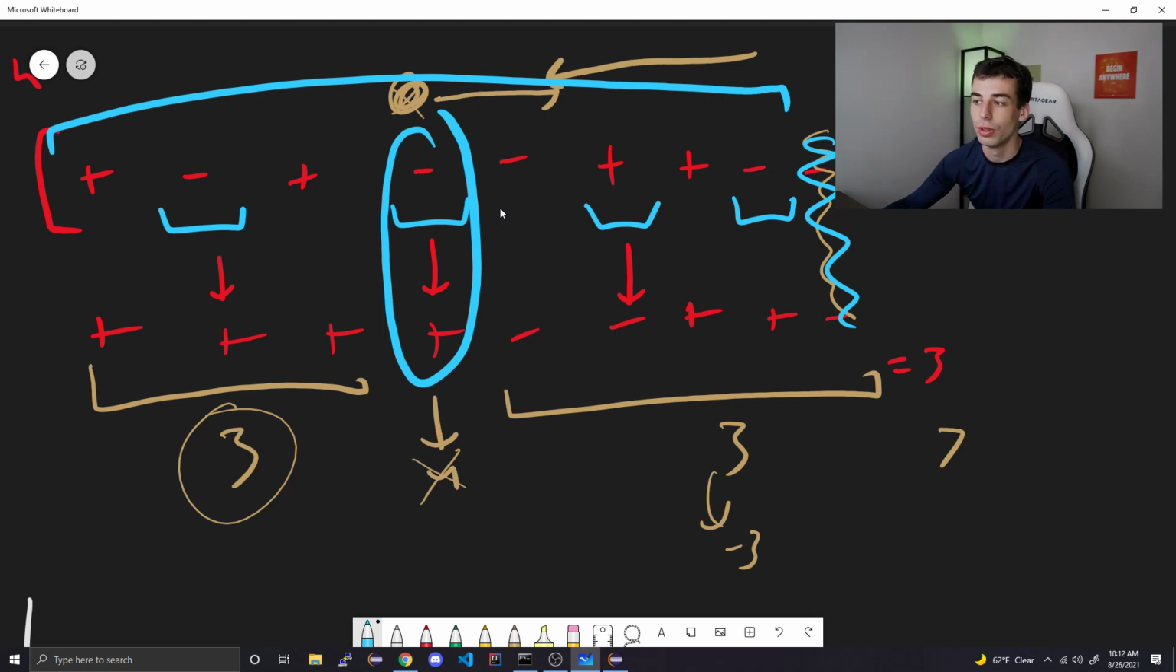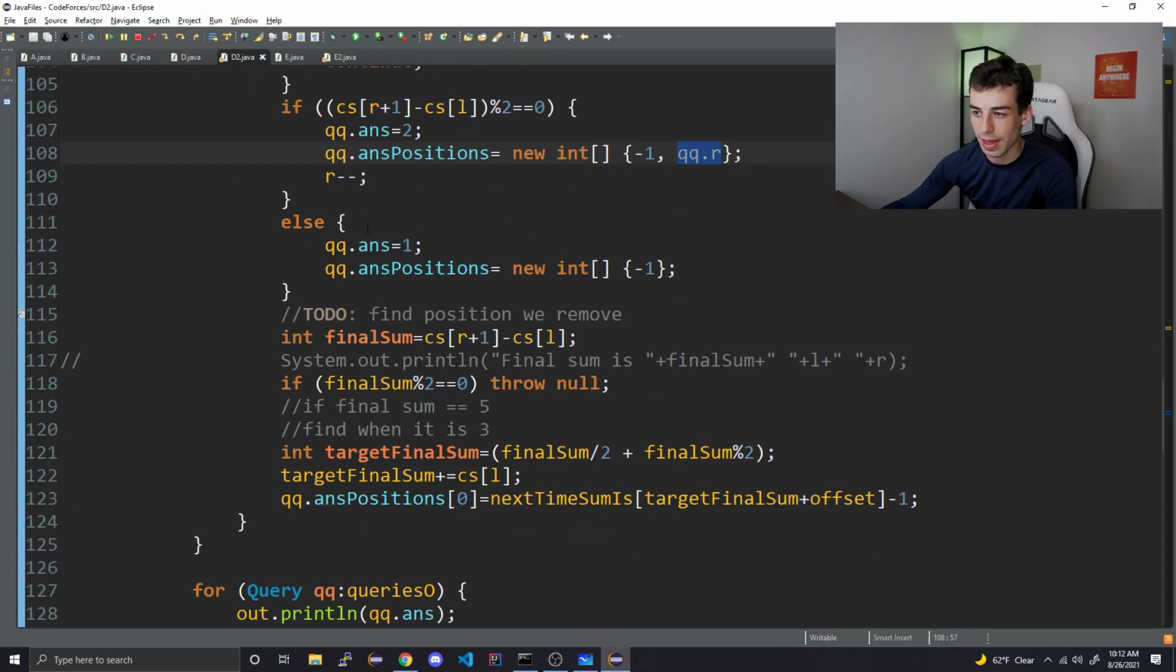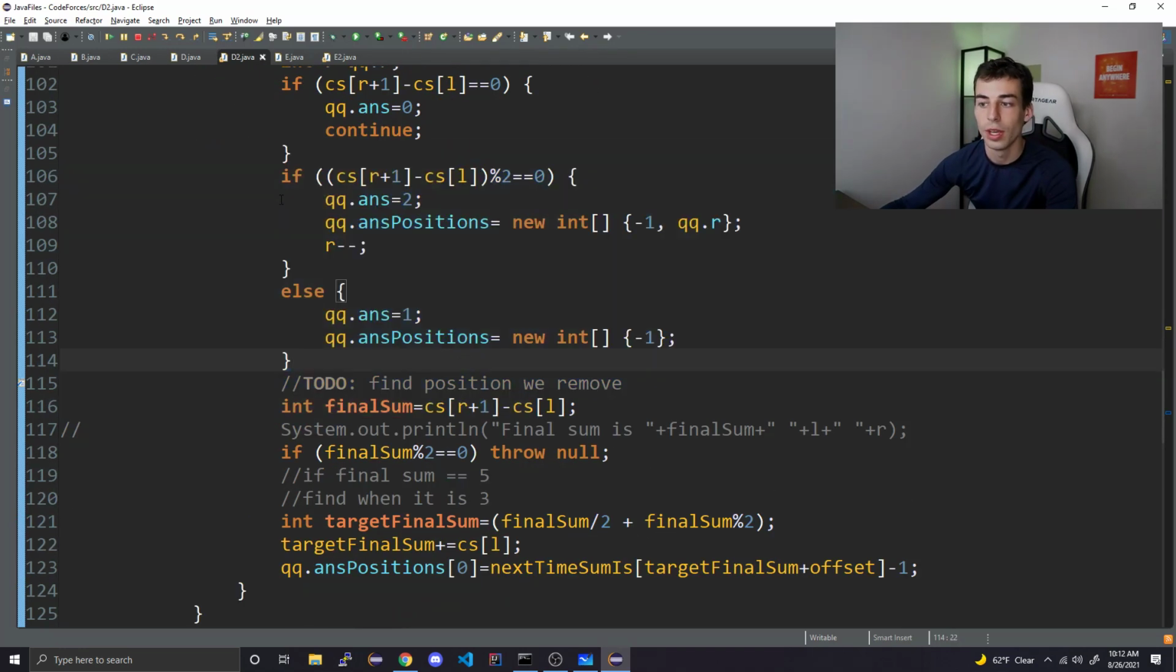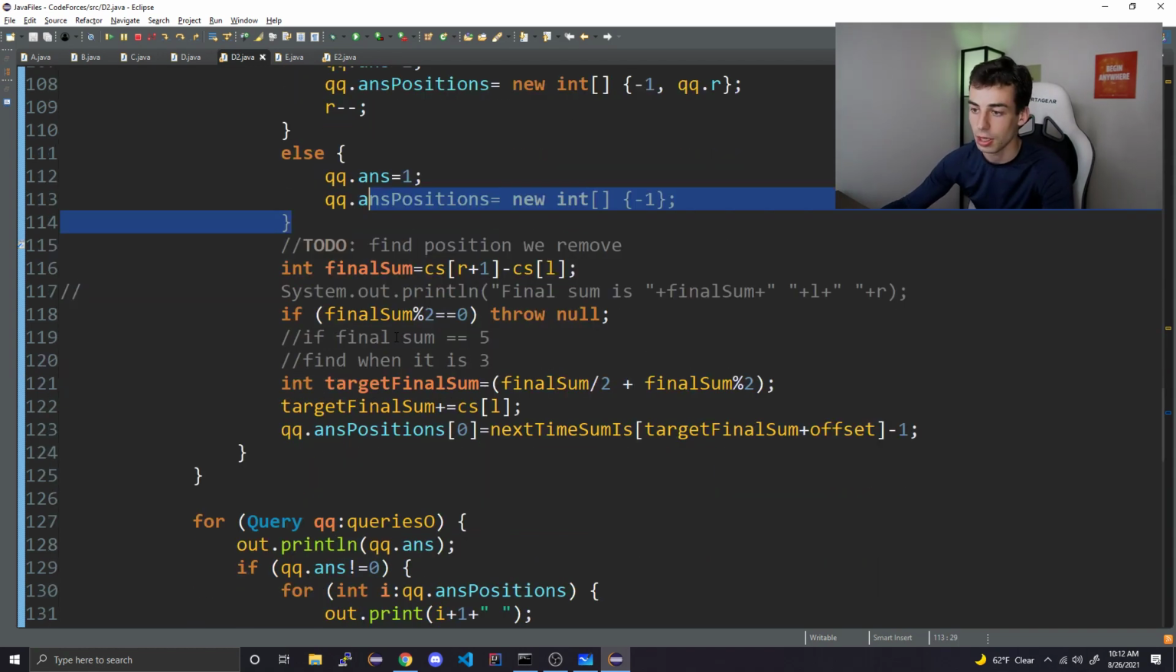I think that's true. I have not fact-checked myself on it, but that might be another easy way of doing it. This requires almost no special casing, right? Because if you just remove the rightmost endpoint, then it's always going to be odd in length.